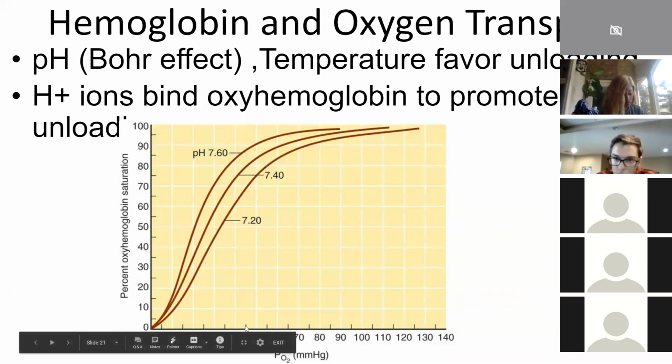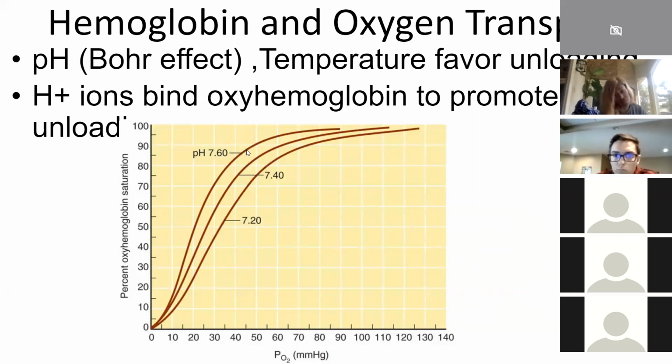So if we look at the same partial pressure here, keeping PO2 fixed, we in effect can see that we can unload more. At like 45, for example, we're at like 85% at pH 7.6, but at 7.4 at 45, we're at 75%, and then 7.2 at 45, we're over at 65%. So decreasing pH increases unloading.